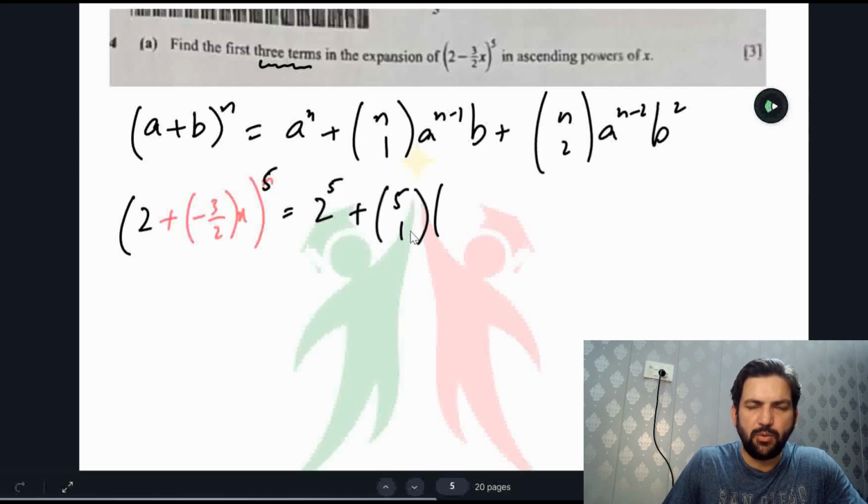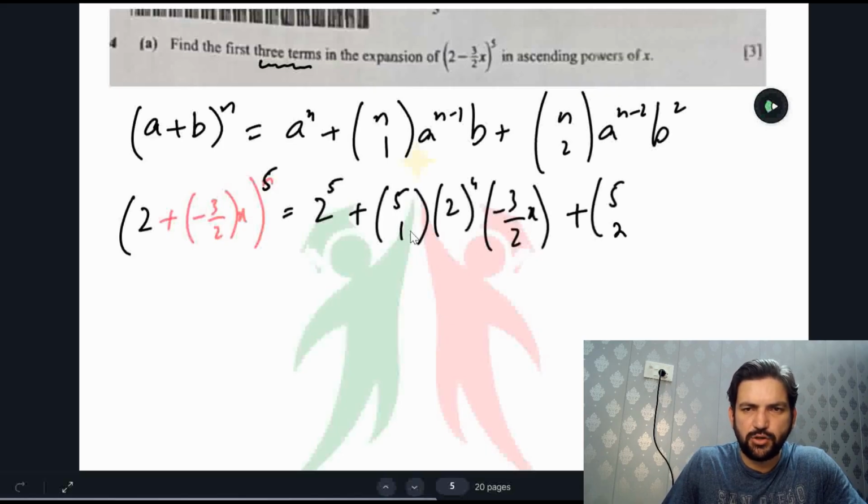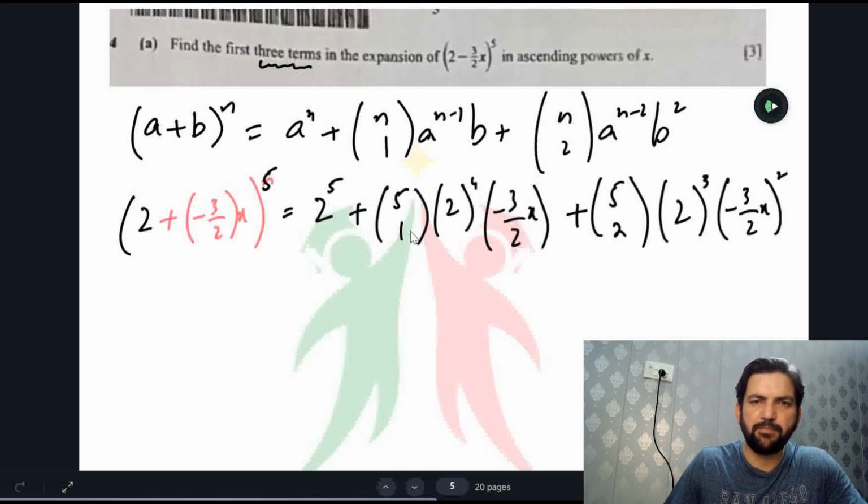plus 5C1 times a^(n-1). So 2 power 5 minus 1 is 4, and b is minus 3 by 2 x, plus nC2 means 5C2 into 2 power 5 minus 2, which is 3, and b is minus 3 by 2 x, the whole square.